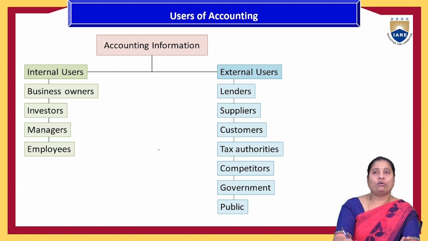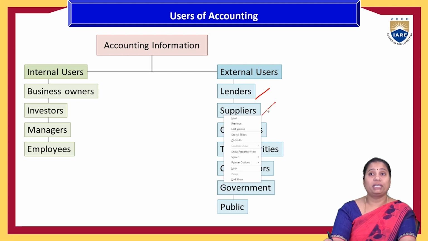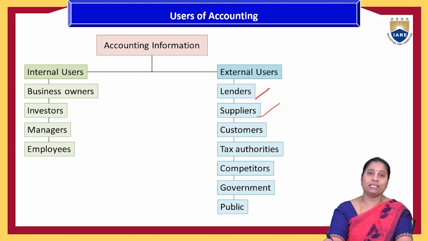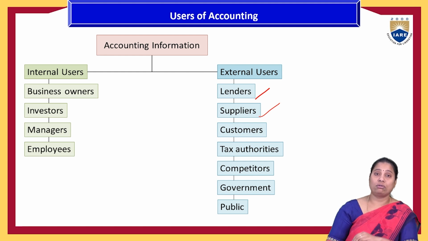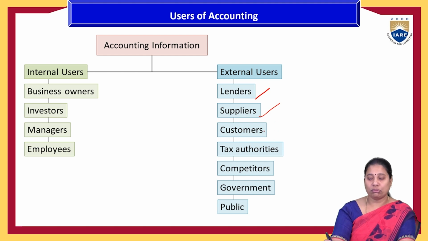So these steps are going to be used by the internal users as well as the external users. They are the lenders, those who give loans to the organization, and those who give the raw material. You may doubt why the suppliers require this information. If the supplier is providing credit sales, or wants to know whether this particular purchaser will continue further or not, he has to estimate that. That can be known with the help of this accounting information only.